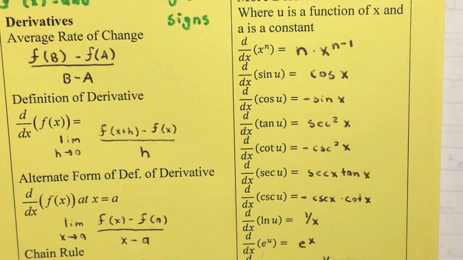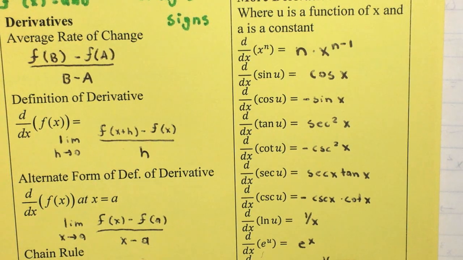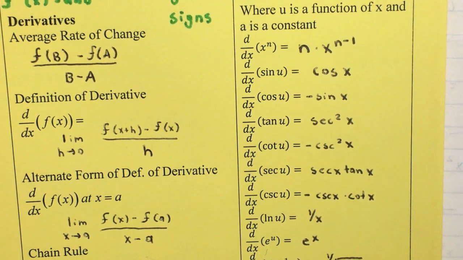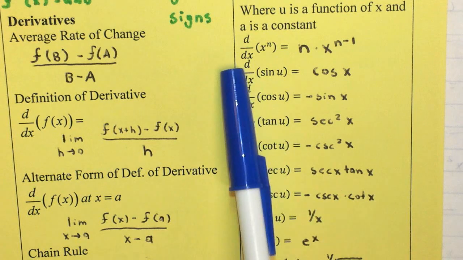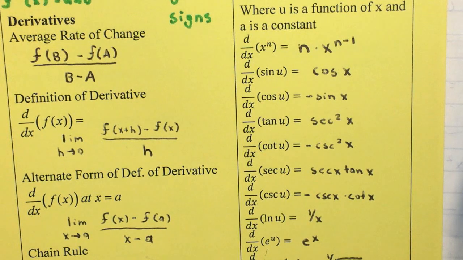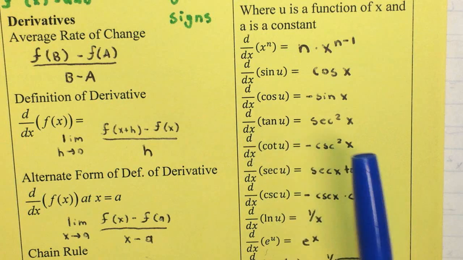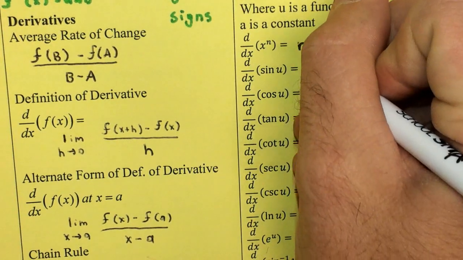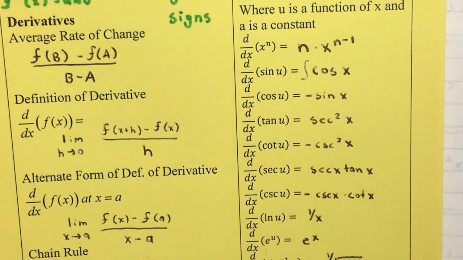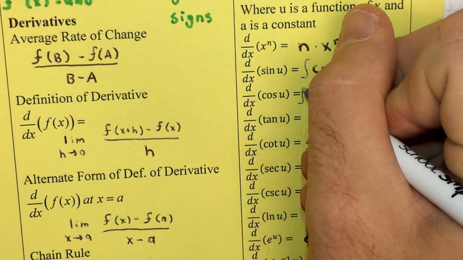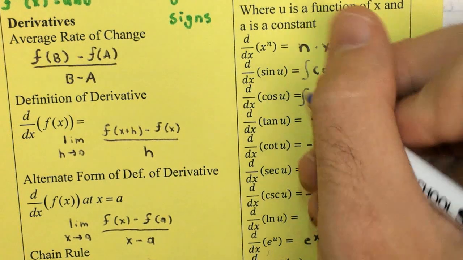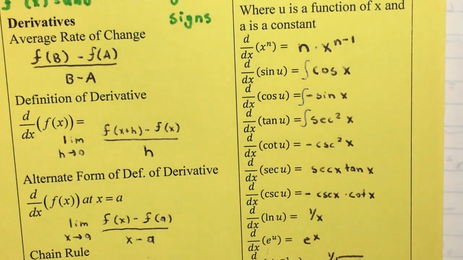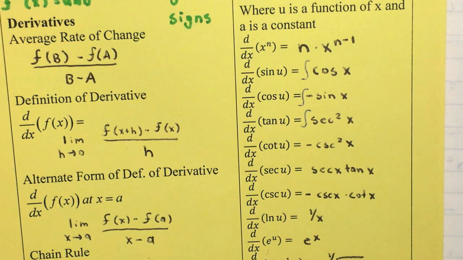Look at the right-hand side of the front, please. First off, do you see anywhere where we have any identities for integrals on here? No, we don't. Because if I'm doing an integral, I'm working backwards. So these relationships work backwards. What is the integral of cosine? Sine. What is the integral of negative sine? What's the integral of secant squared? Right, so they work backwards just the same.